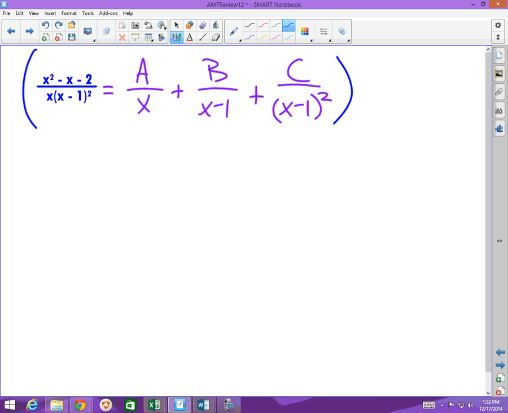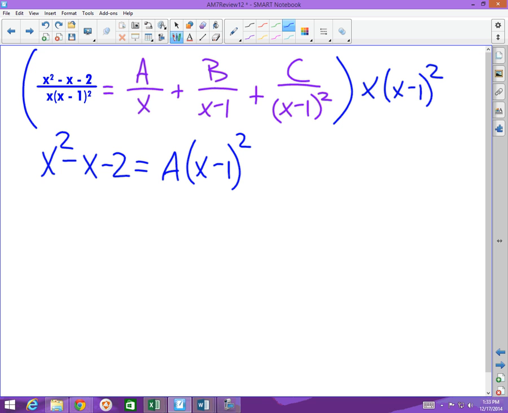Multiplying the whole thing by x times x minus 1 squared. Left-hand side is just going to be x squared minus x minus 2. Here the x's go away and you have a times x minus 1 squared plus b times x minus 1 plus c times x. Because the x minus 1 squareds go away, so you're left with c and x. Here an x minus 1 goes away. You still have an x minus 1, so b times x minus 1.